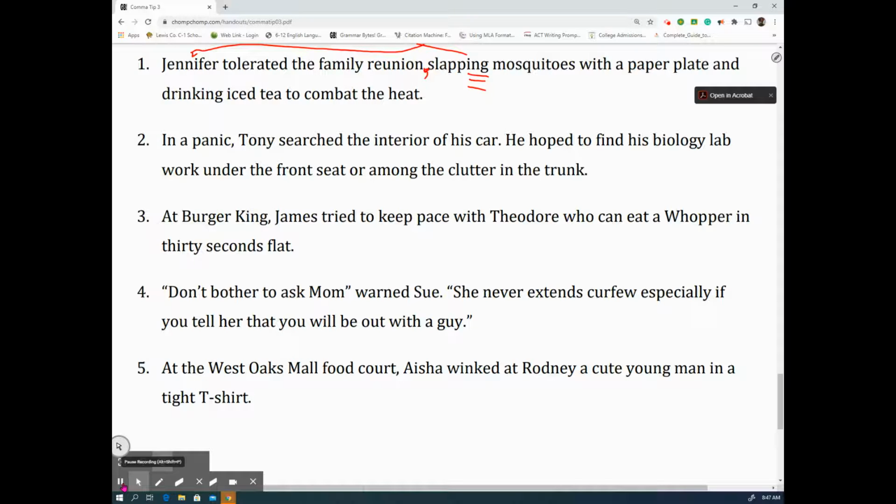I'm pretty sure I could do better than that. Okay, so what does this sentence say? James tried to keep pace with Theodore. Right. James tried to keep pace with Theodore is my main clause.